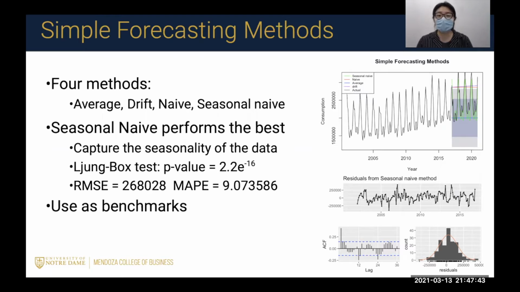Then we check the accuracy of all four methods, and the result also proves that seasonal naive has the lowest RMSE. However, although the seasonal naive performs better than the others, it cannot accurately forecast the peak and the lowest point of our data. By using the Ljung-Box test, we can see that the p-value is really small, which indicates that the residuals are not white noise. Therefore, we decide to use the simple forecasting models as benchmarks to evaluate the others.